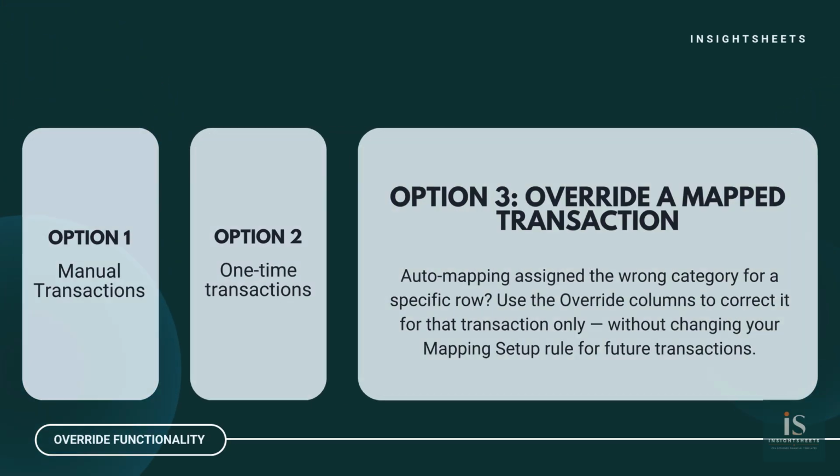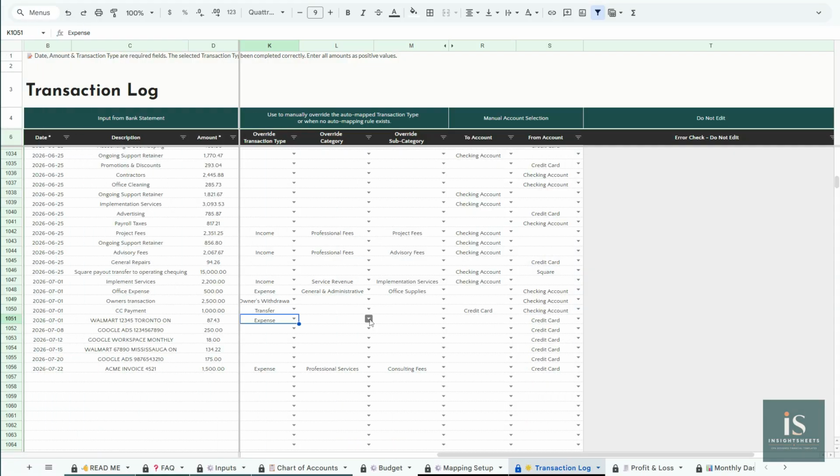And third, it can be used to override a specific auto-mapped transaction. For example, Walmart is set up to map to office supplies since that's what we buy there most of the time. But say one month you went to Walmart and purchased postage instead. You can simply select in the override columns for that specific row and select postage and shipping without changing your mapping setup rule for every other Walmart transaction.